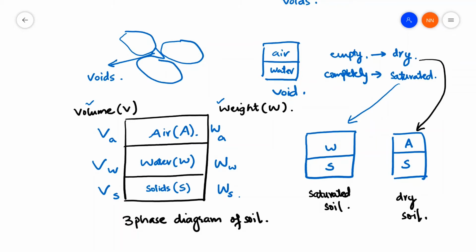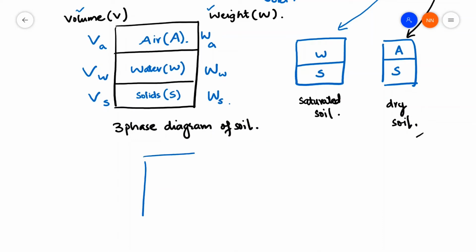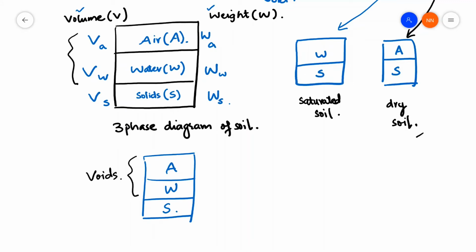Moving forward, if we look at this three-phase diagram again, we have air, water, and solids. We already discussed that air and water are called voids, because these fill up the spaces between the solid particles. So the volume of air and the volume of water is also called the volume of voids. In other words, the volume of voids is the sum of the volume of air and the volume of water. The weight of air is usually neglected in our calculations. It's taken as 0. So the weight of soil is just the sum of the weight of solids and the weight of water. But the volume is the sum of all three components.